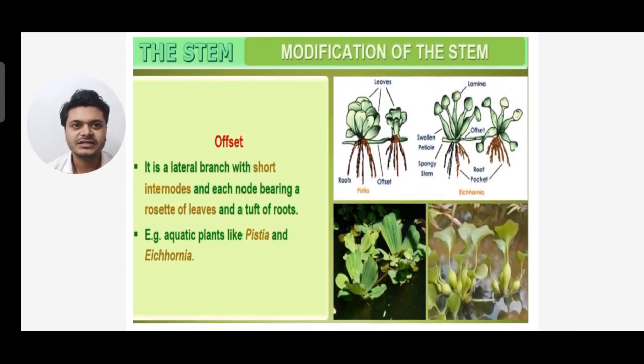Next we have another modification of stem, that is offset. What is offset? It is a lateral branch with short internodes and each node bearing a rosette of leaves and a tuft of roots. Examples are aquatic plants like Pistia and Eichhornia. You can see the figure: the lateral branch with short internodes, each node bearing a rosette of leaves and tuft of roots.